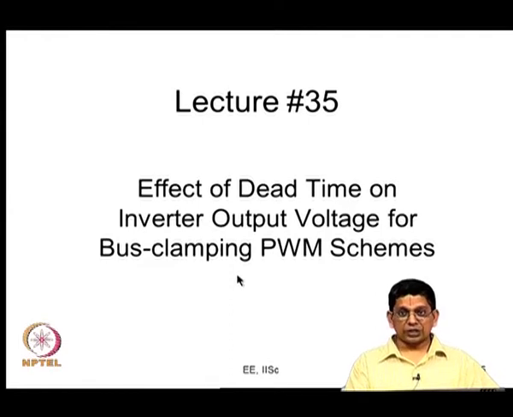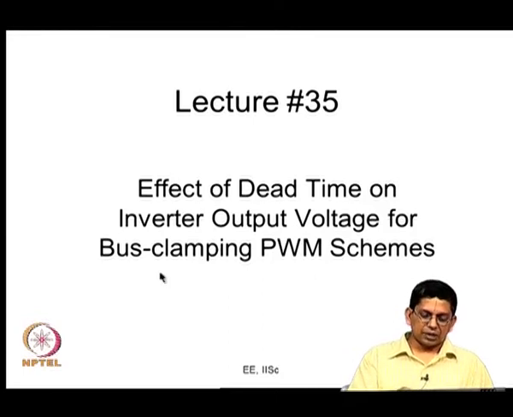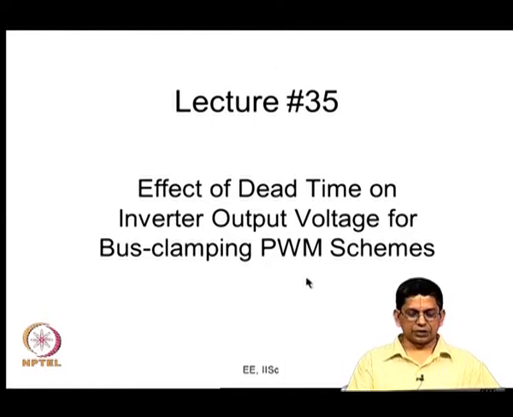Since only two phases are switching in a given carrier cycle, which two may change? It may be R and Y, or it may be Y and B. So, only two phases are switching in a given carrier cycle. Sometimes it is also called two phase modulation, but the most common name is discontinuous PWM, because the modulating signals used for this are discontinuous functions of time. So, discontinuous PWM is probably the most widely known name for these PWM schemes, bus clamping PWM is also used, and then occasionally the name two phase modulation is also used.